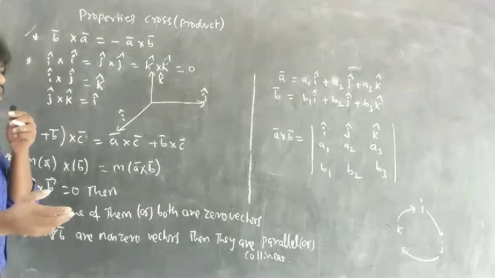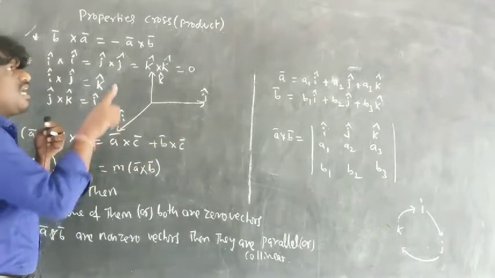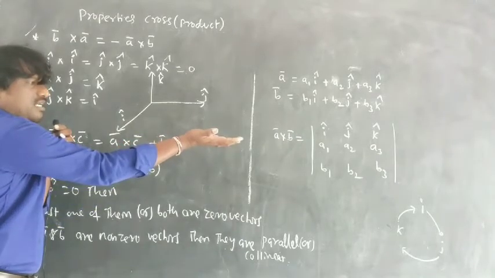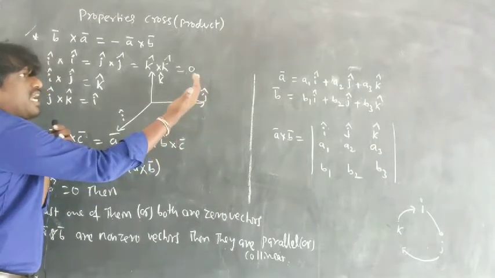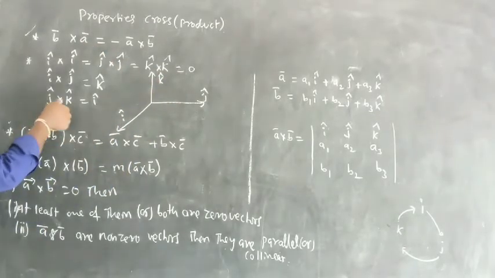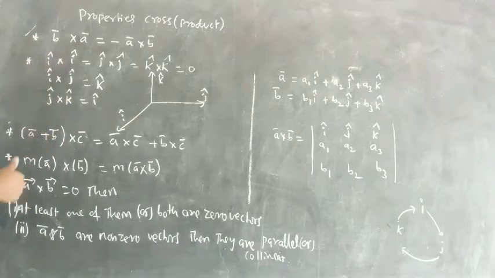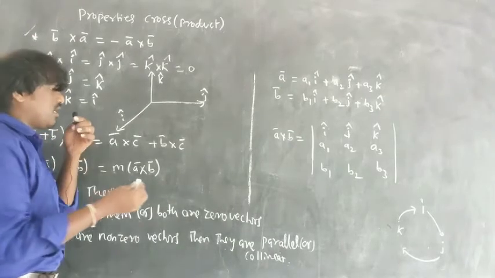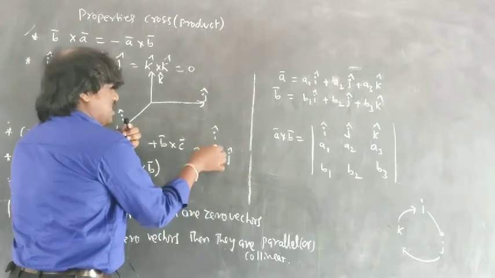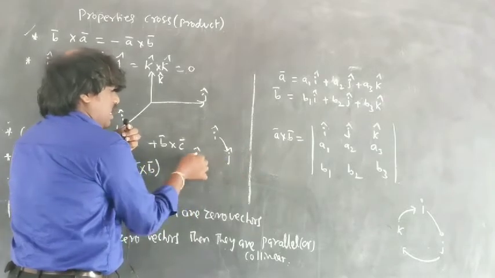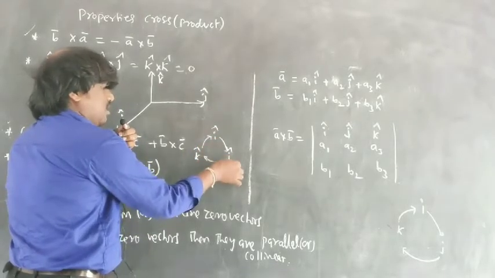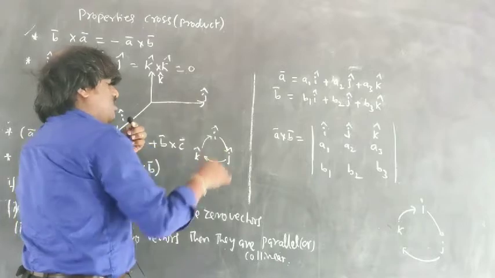And how is J cross K? This is J and this is K. I keep the hand on the J side and mold toward the K side, then the thumb points this way. So J cross K will be I. If you are not able to understand, remember I, J, K: I cross J will be K, J cross K will be I, K cross I will be J. And if it is in the opposite direction, then it will be negative.